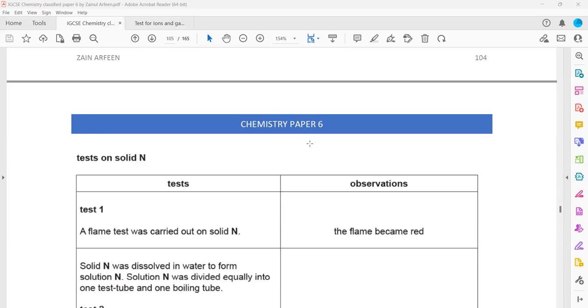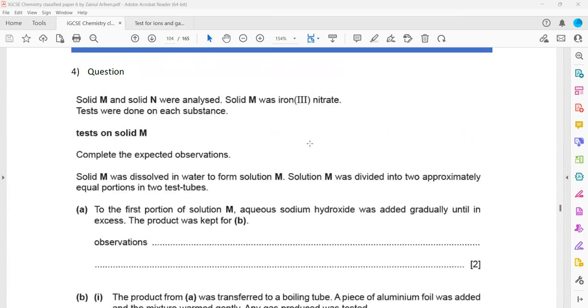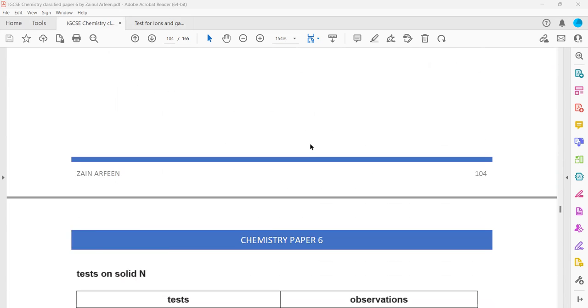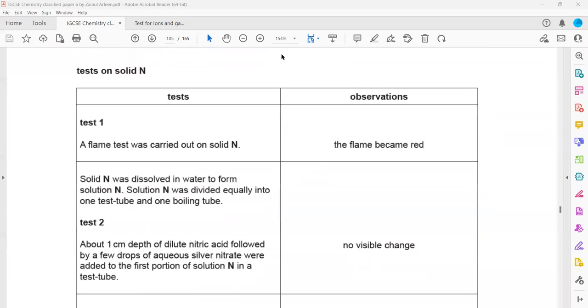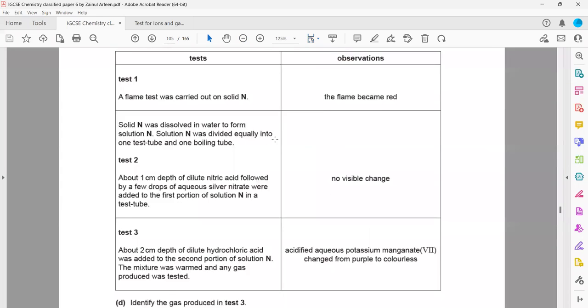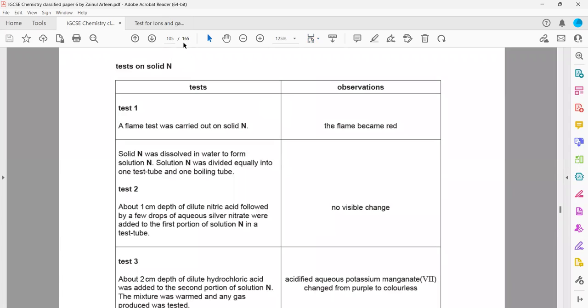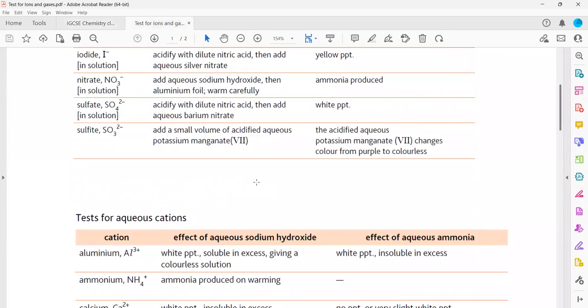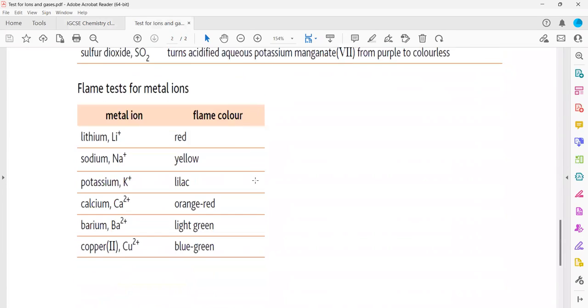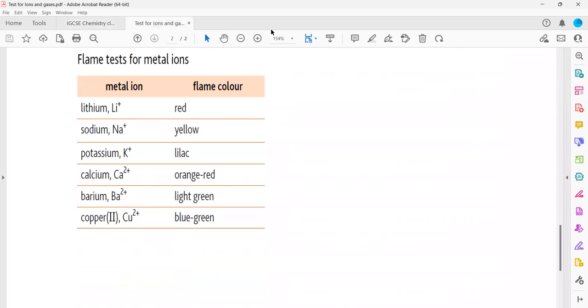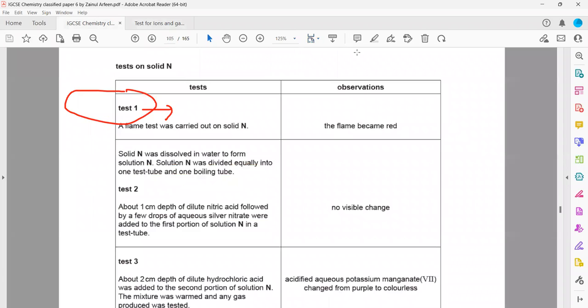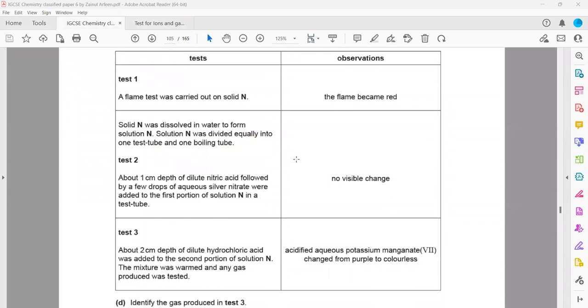Test on solid M. First we did the test on solid M, which was iron(III) nitrate. Then the test on solid N is done. A flame test was carried out and the flame is red. What gives an idea about a red flame? Lithium ion. You can see a red or crimson colour. So this gives an idea that it is lithium.